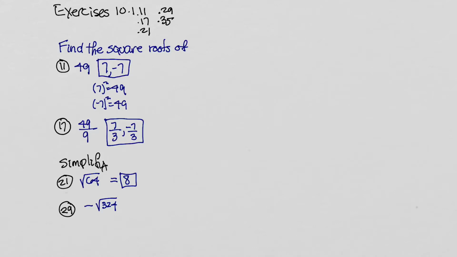Problem number 29 asks us again to simplify this number right here. Now this means the negative of this number. So 324 has two square roots. It has the square roots being 18 and negative 18. But this radical sign means just to choose the positive one. So I'm just going to bring this straight down and write negative. This part right here is 18, and the negative just comes down. So negative the square root of 324 is negative 18.